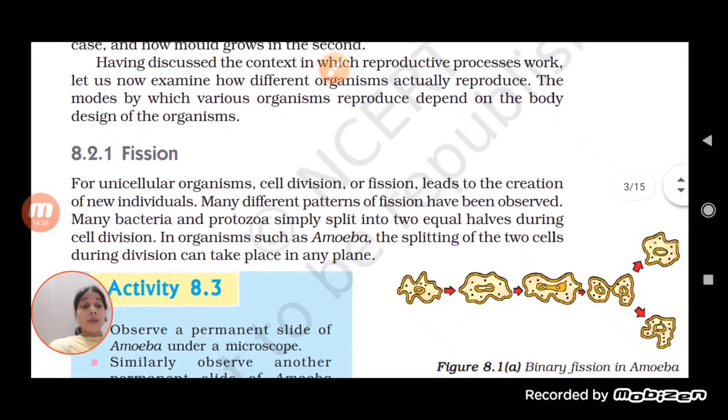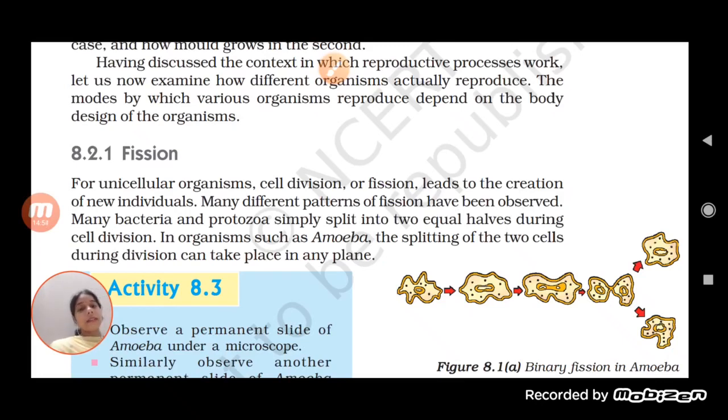Many different patterns of fission have been observed. Many bacteria and protozoa simply split into two equal halves during cell division, and in organisms such as amoeba, the splitting of the two cells during cell division can take place in any plane. See here, when I said fission, what is a fission?